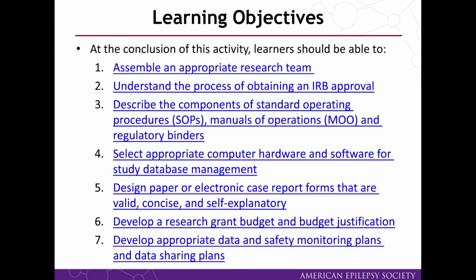So we have several objectives for this lecture. I'm going to be talking about assembling an appropriate research team, understanding the process of obtaining an IRB approval, describing the components of standard operating procedures, manuals of operations, and regulatory binders, selecting appropriate computer hardware and software for study database management, designing paper or electronic case report forms that are useful and efficient, developing a research grant budget and budget justification, and then developing appropriate data and safety monitoring plans and data sharing plans.